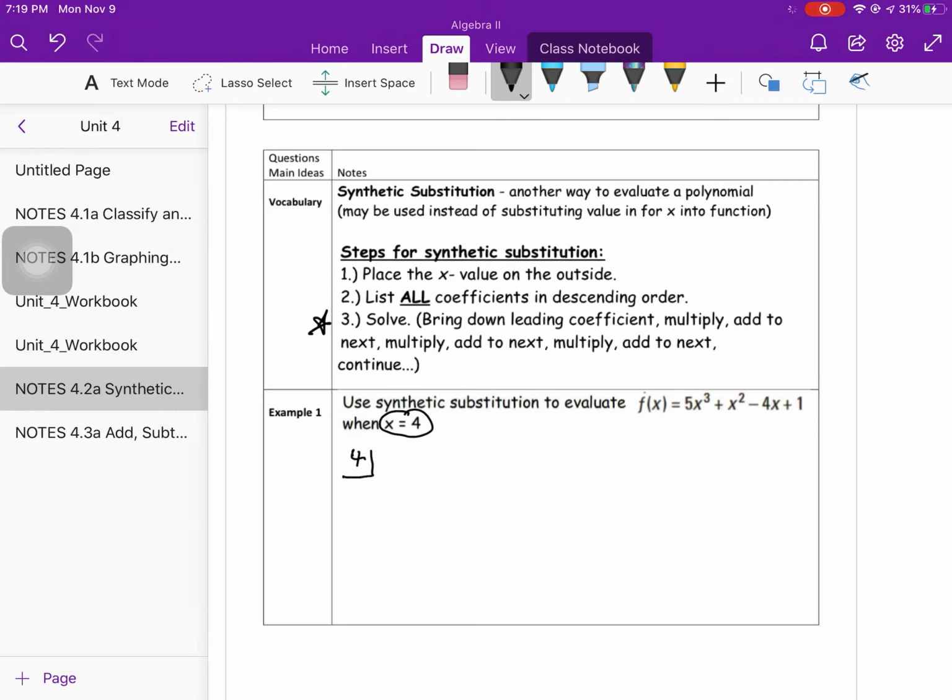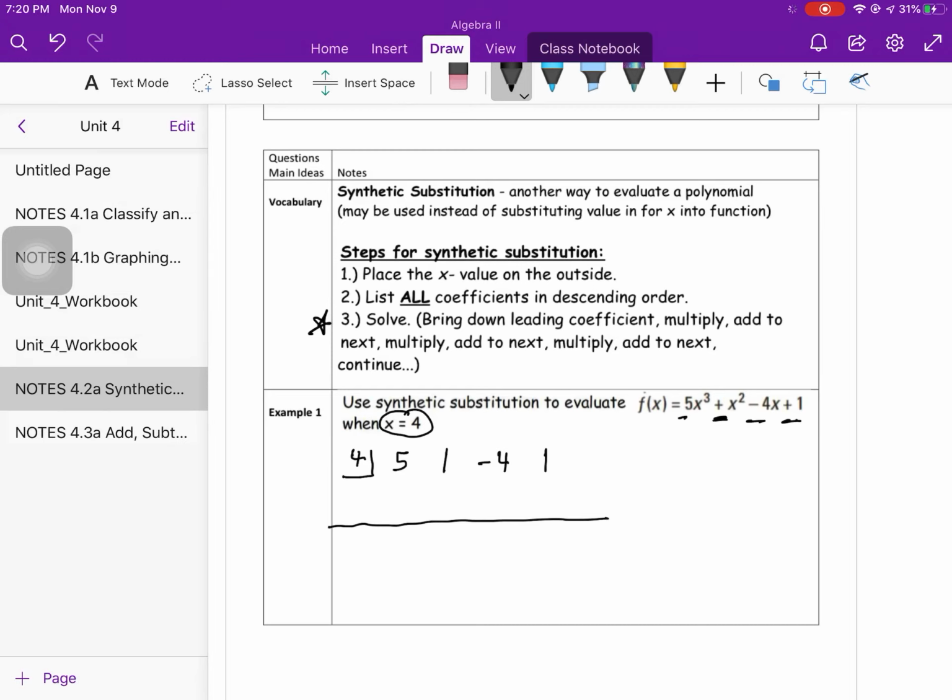So the coefficients are going to be 5. And then there's not a number in front of x squared, so we assume that it's a 1. Then we have negative 4. We want to include that negative sign. And then lastly, we have positive 1. So now I'm going to draw a line underneath these.